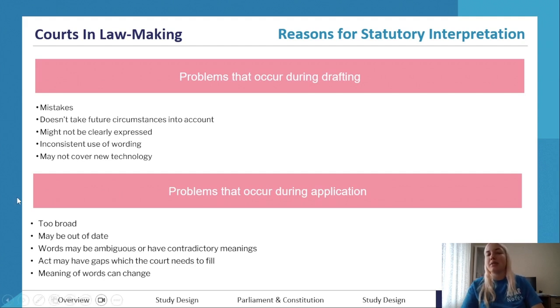So be able to give some examples. Some examples are literal mistakes, or future circumstances not being taken into account, just like the Brislin case we looked at, where with the other-like services, they couldn't predict what future technological developments may look like.